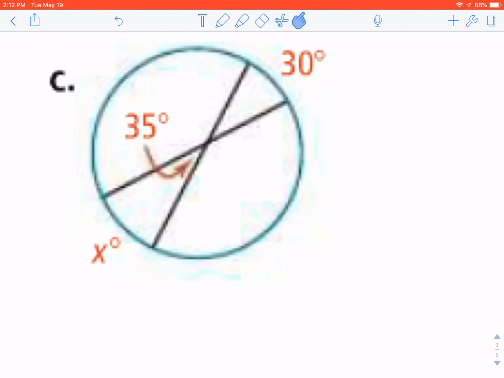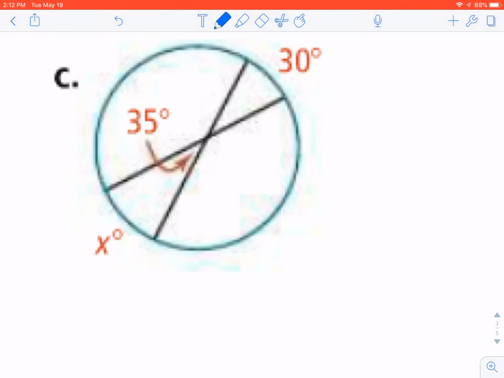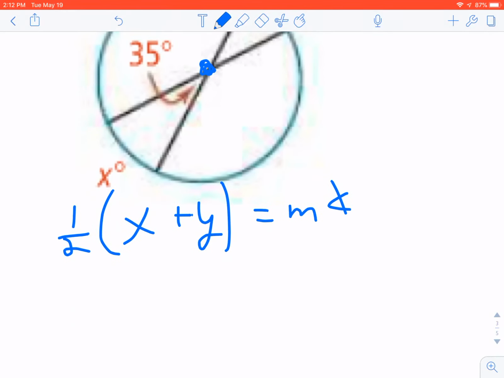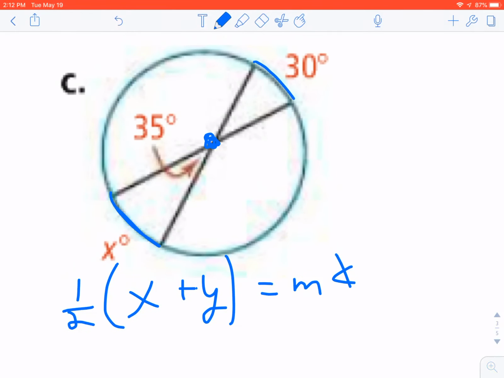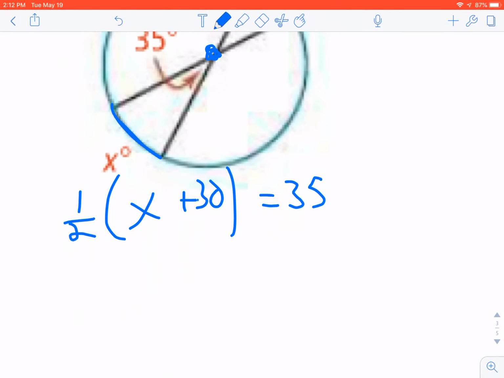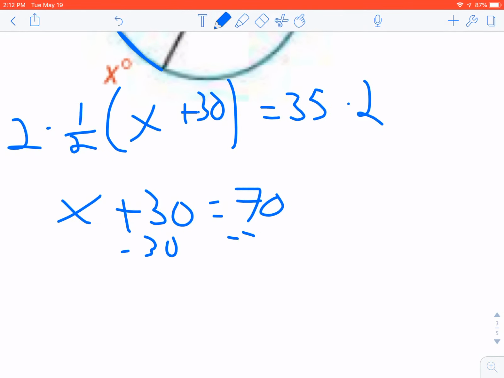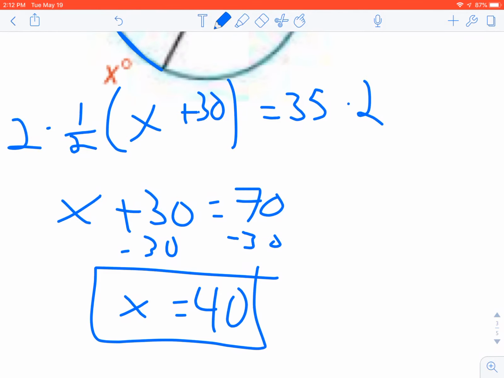And then last but not least, for this part of the notes is your last example. And this intersection is occurring inside, so my formula is going to be x plus y is equal to the measurement of the angle. Well, my two arc measurements, one is a variable, one is not, so I'm going to replace y with 30. And the angle measurement is 35 degrees. So again, I would multiply both sides of this by 2. I get x plus 30 is equal to 70, minus my 30 from both sides, and x again is equal to 40.